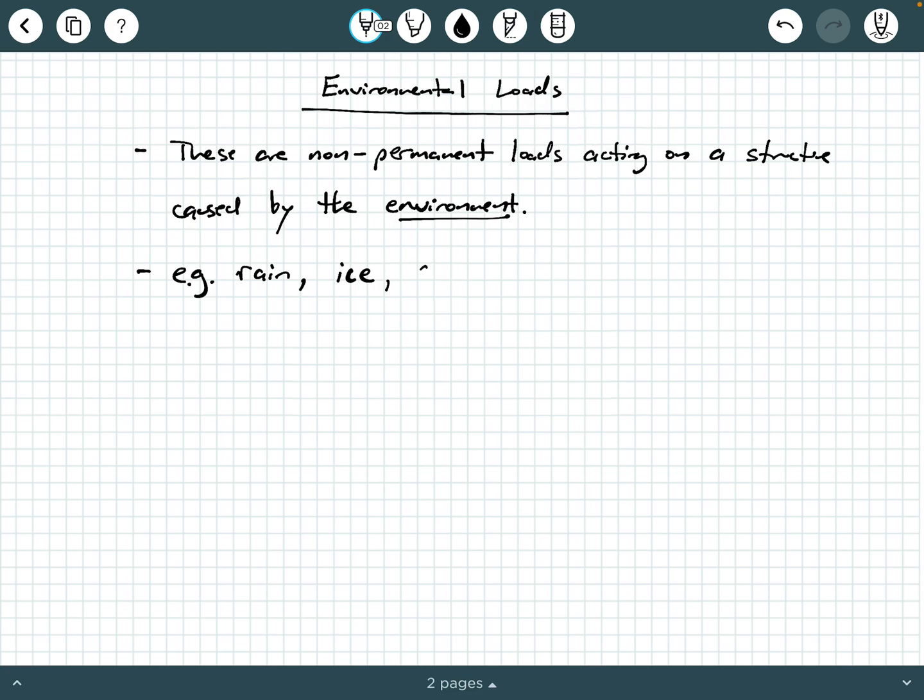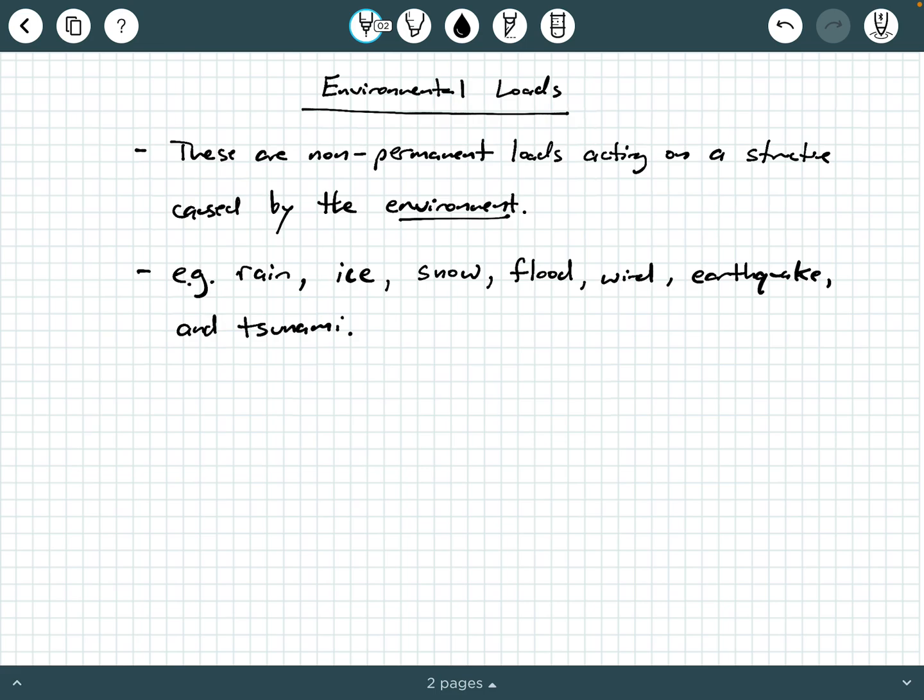We also can include snow, flood loads, wind, earthquake, and tsunamis. Okay, and there are a few other environmental loads that could crop up. Some people look at wildfire loading as well. Wildfire loading is a little bit different.